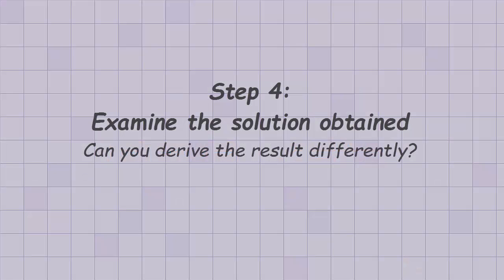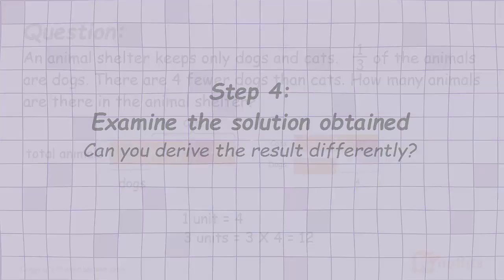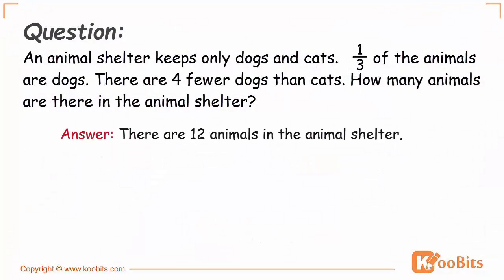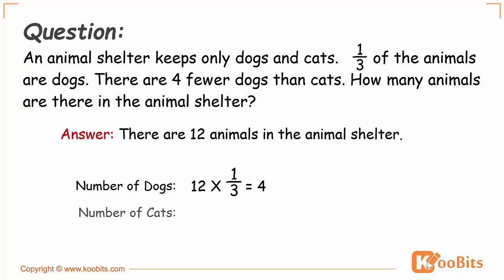Let's move on to check our answers and ensure they are correct. From our answer, we know that there are 12 animals altogether. The number of dogs is equal to 1/3 multiplied by 12 equals 4. The number of cats is equal to 12 minus the number of dogs, 4, and that equals 8.